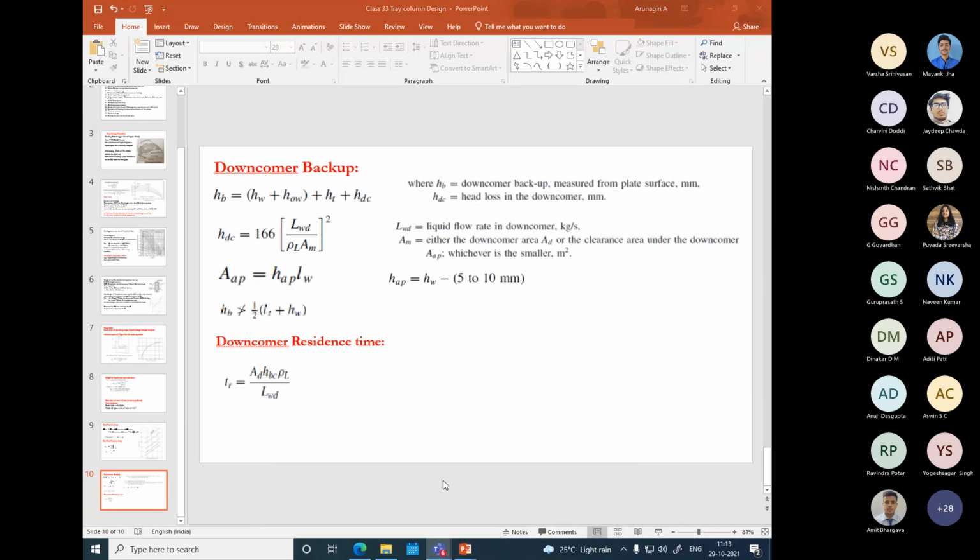So this is the complete design of the tray column. If you have any doubts, please ask.